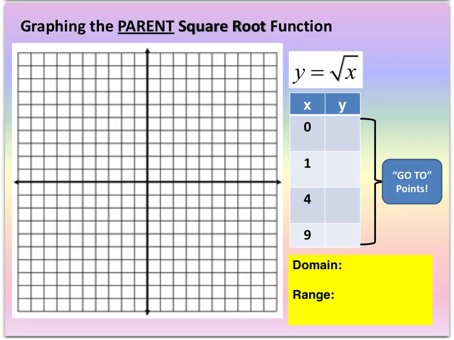So let's go ahead and graph the parent function. Now I'm going to pick very specific points for my parent function. These are going to be my go-to points for my square root function. I'm going to pick x equals 0, x equals 1, x equals 4, and x equals 9. Now the reason I pick these points is that they are perfect squares. When I plug in 0, I get 0. When I plug in 1, I get 1. When I plug in 4, well, the square root of 4 is 2. And when I plug in 9, the square root of 9 is 3. So these are going to be my go-to points. So let's go ahead and plot those.